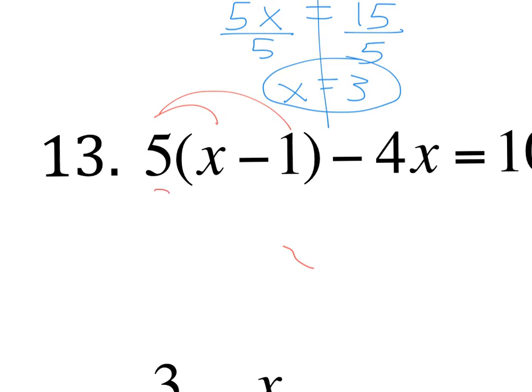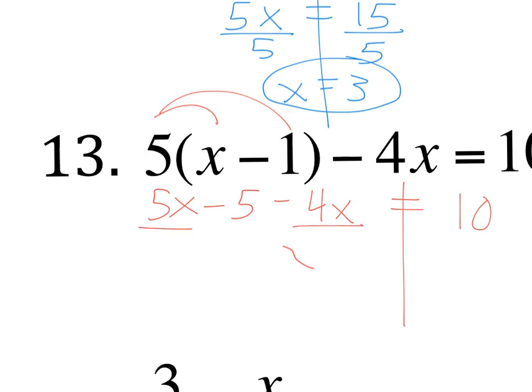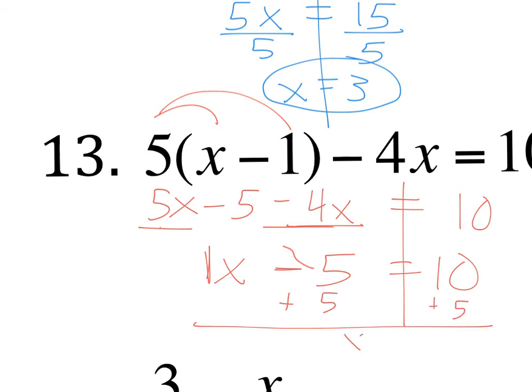Okay. 5x minus 5 minus 4x equal to 10. If two x's are on the same side, I'm going to combine them together. 5x combined with negative 4x is just 1x. There's still a minus 5. It equals 10. Add 5 to both sides. And you get x is equal to 15.